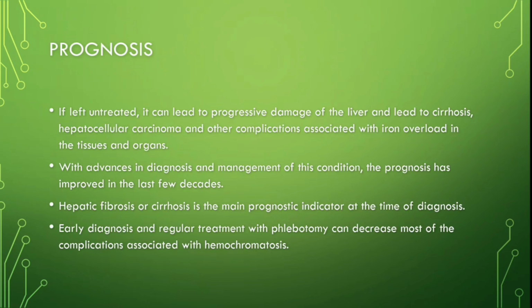Prognosis. So if hemochromatosis is left untreated, it can lead to progressive damage of the liver and lead to cirrhosis, hepatocellular carcinoma, and other complications associated with iron overload in the tissues and organs. With advances in diagnosis and management of this condition, the prognosis has improved in the last few decades. Hepatic fibrosis or liver cirrhosis is the main prognostic indicator at the time of diagnosis. So early diagnosis and regular treatment with phlebotomy can decrease most of the complications associated with hemochromatosis.